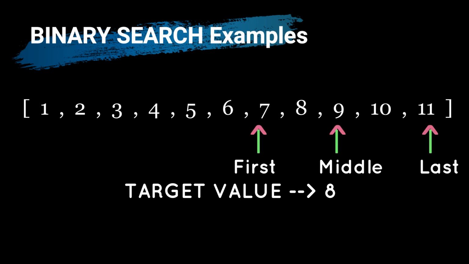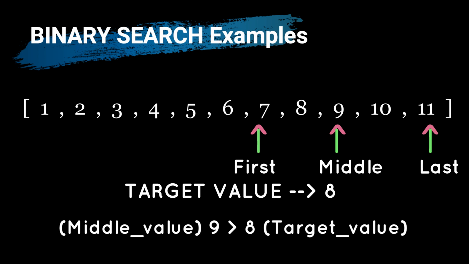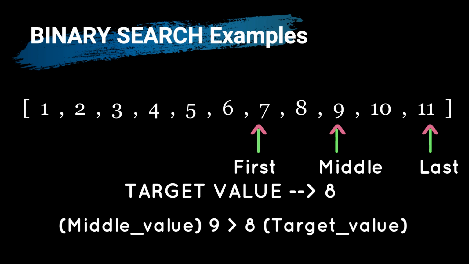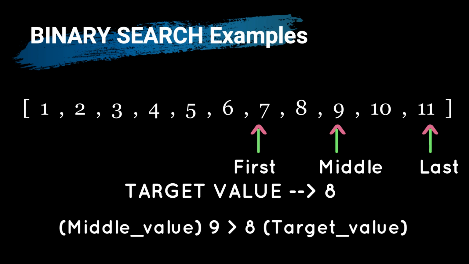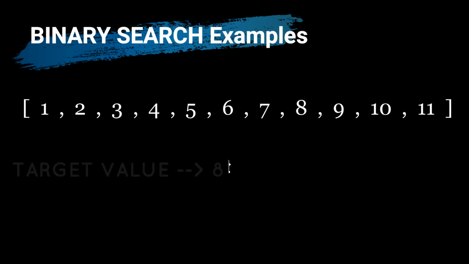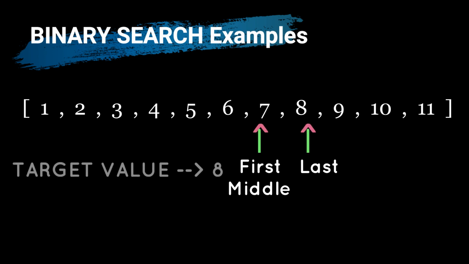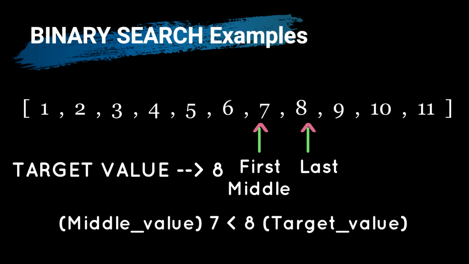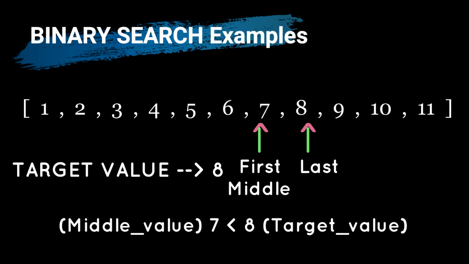Now our first pointer is indexing to the 7th element. Now again check, is the middle element equal to our target value or not. This time our middle value is greater than our target value, so again we will narrow the interval, but this time in the lower part. Now our second index pointer is pointing to the 8th element. Now our middle element is 7, again checking, is our middle element equal to our target value? No, it's not. The middle element is still less than our target value.